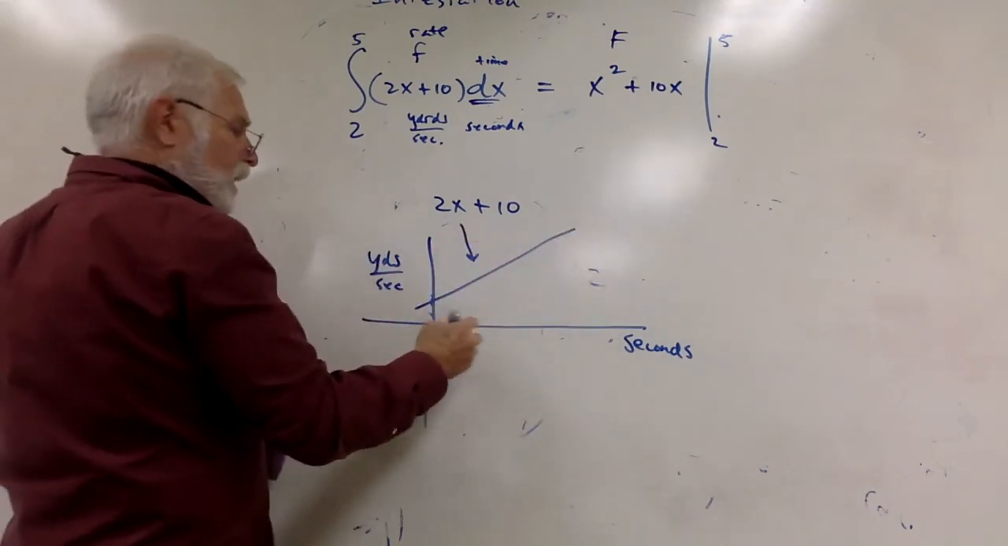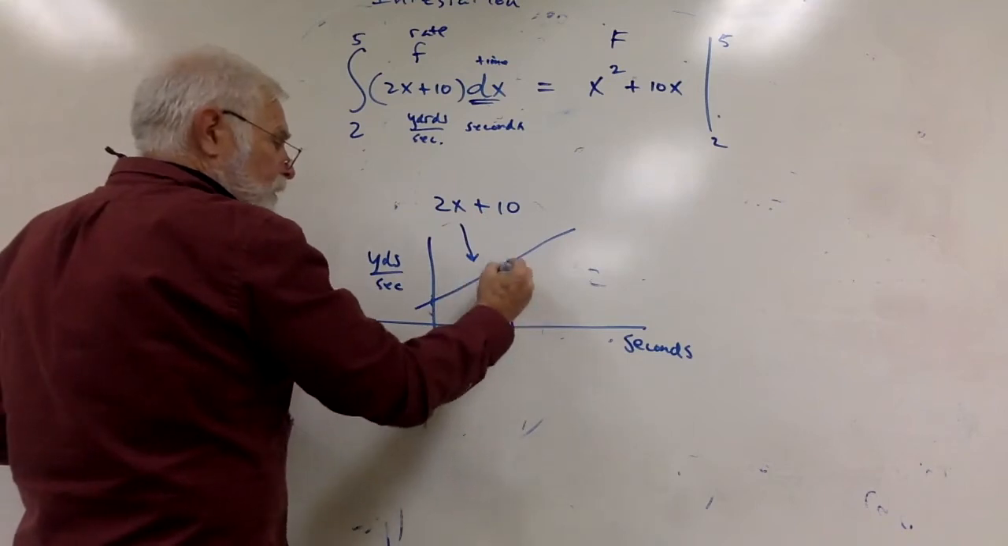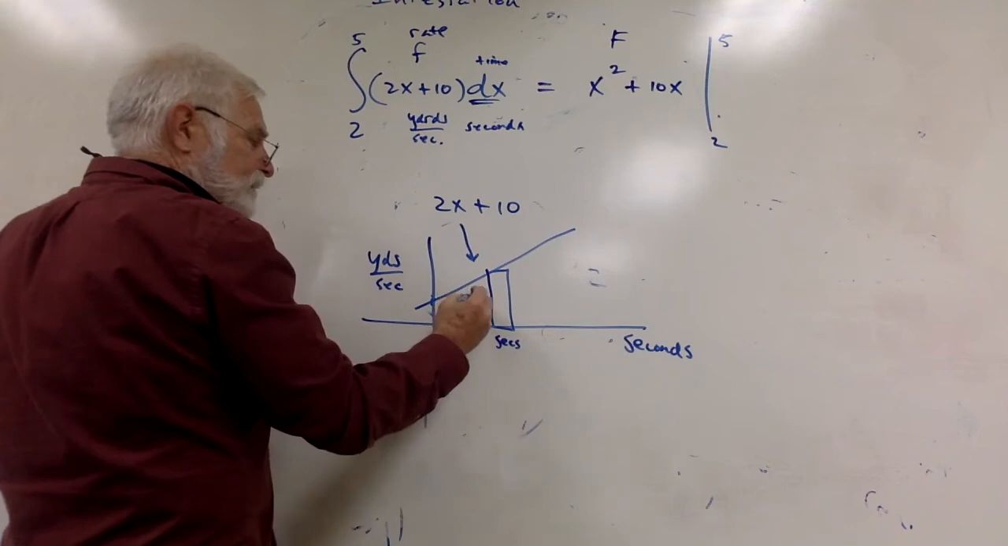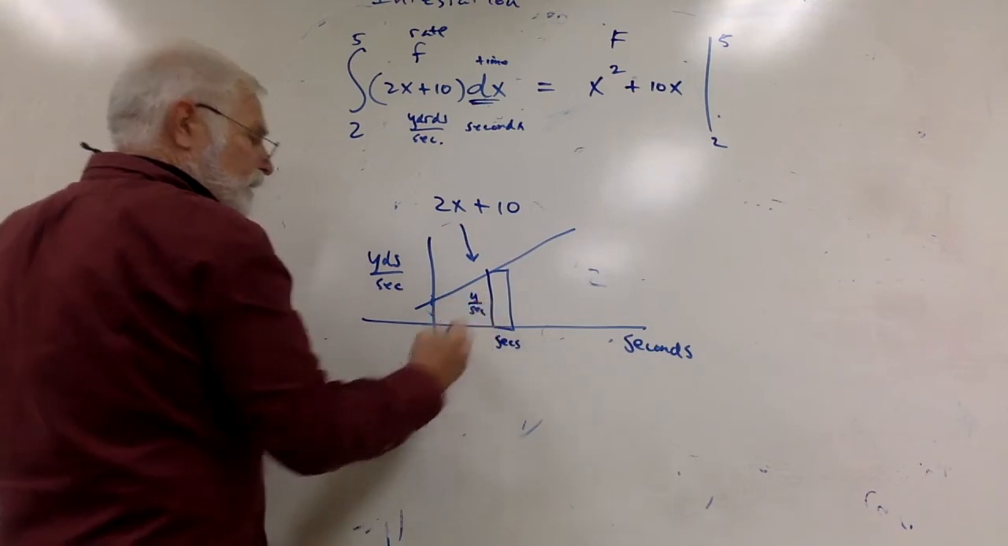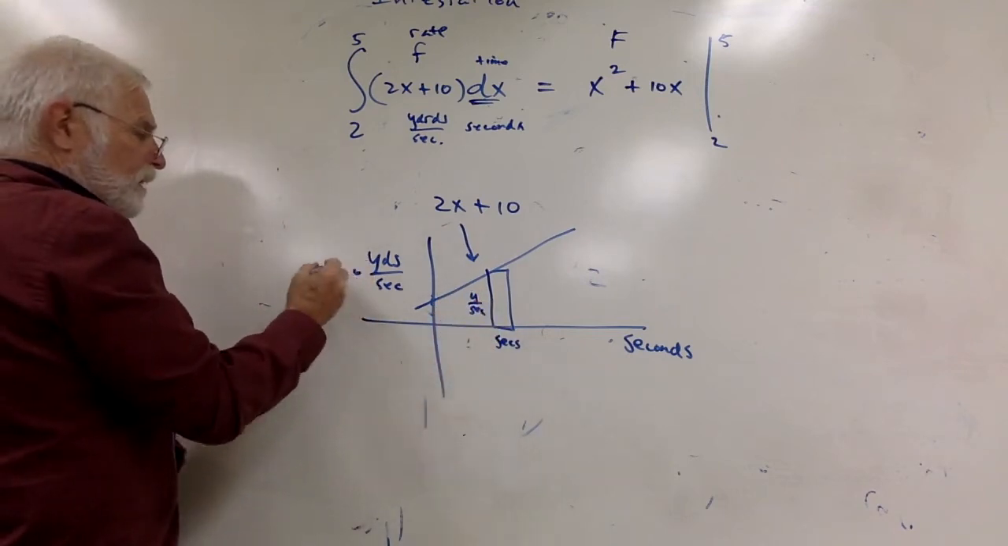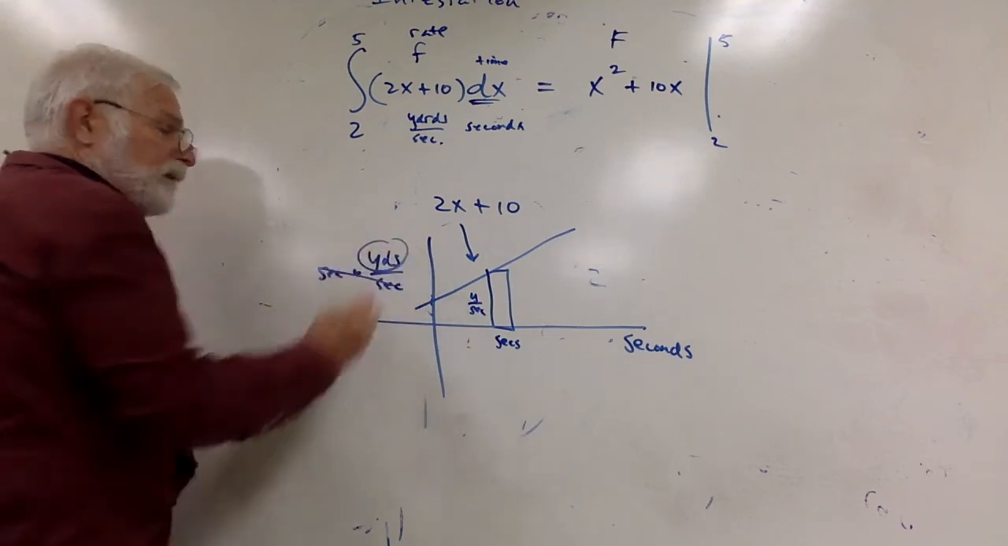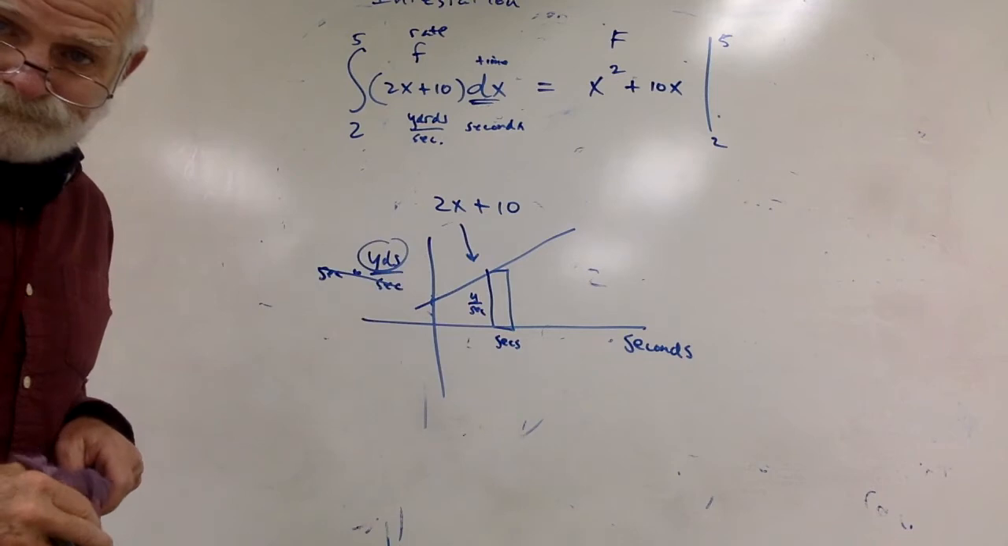What happens when I make a rectangle? The x-axis is in seconds. The y-axis is in yards per second. And what happens to yards per second when I multiply by seconds? Woo, I get yards. Okay?